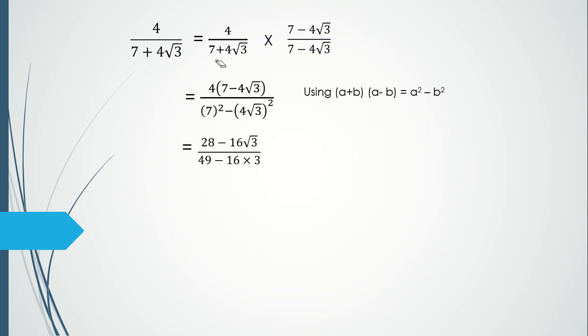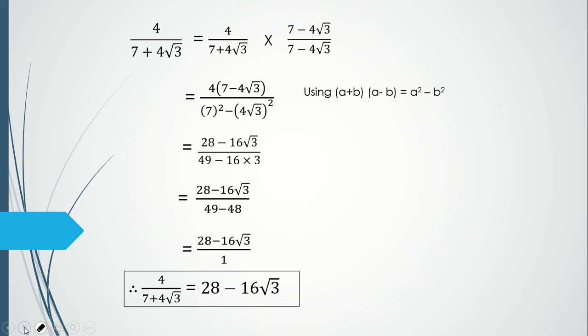So this is a square minus b square. 7 square is 49 minus 4 root 3 square, that is 4 square is 16 into 3. 16 3s are 48. So that's 28 minus 16 root 3 in the numerator, and 49 minus 48, that is 1. Okay, so this is the final answer. We got a rational number 1 in the denominator.